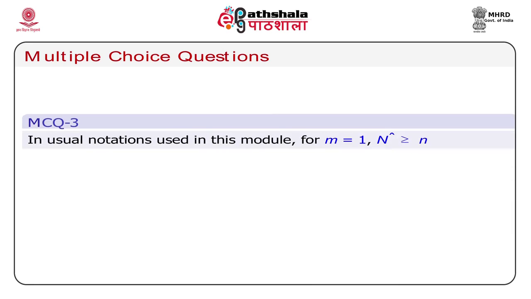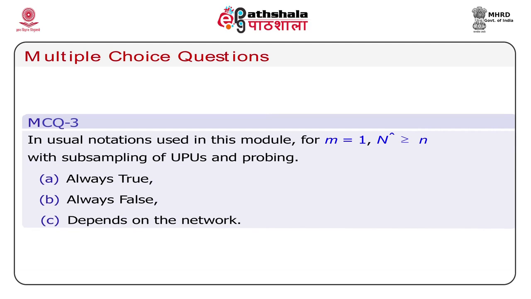The usual notations used in this module for m equals 1 and n hat more than or equal to small n, with subsampling of UPUs and probing. Okay. Is this always true? Same type of question. Earlier in question number 2, you are talking about taking all the ultimate population units captured in the sample. Now you are talking about a subsample of the ultimate population units. But in both the cases, you are allowing probing.